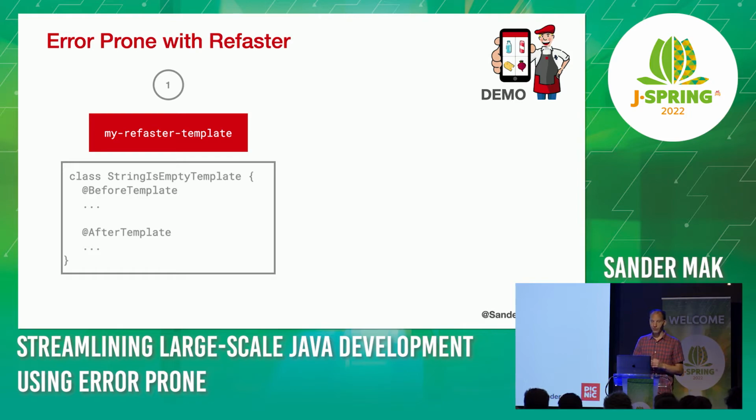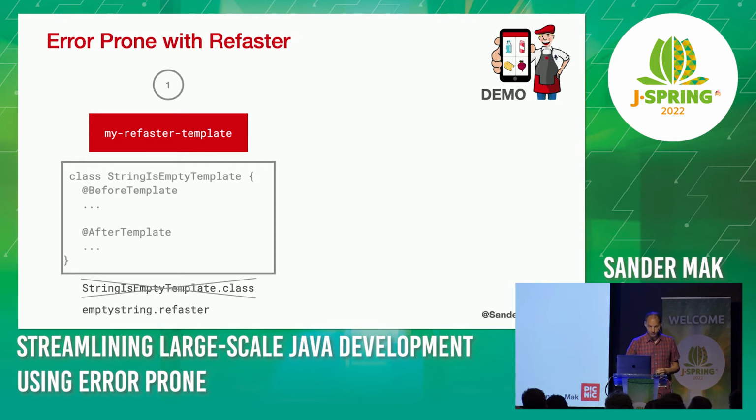So Refaster allows you to create a class with a method annotated using before templates and a method annotated with after templates. And there, in these two methods, you can just, in concrete Java syntax, write the old pattern and write the new code, so what you want it to look like. And then under the hood, Refaster and Error Prone will figure out how to actually pattern match on that kind of code and how to rewrite that, without you having to implement this bug check and without you having to write all this AST tree traversal code.